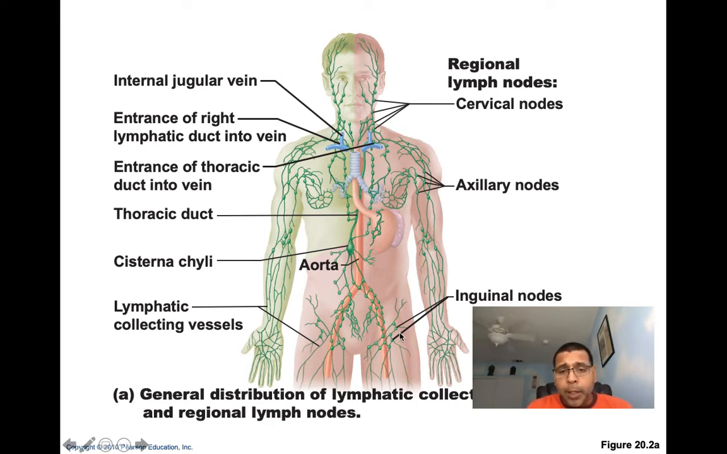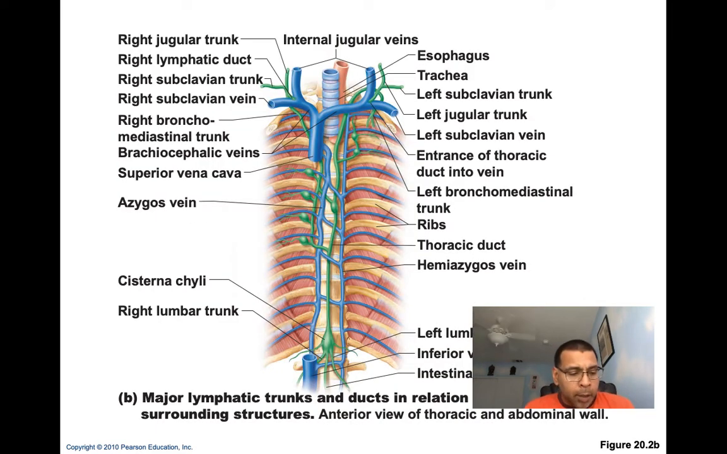Along with that, regional lymph nodes. You can see these lymph nodes are named for the region where they're found. Cervical in the cervical region. Here you can see inguinal in the inguinal region. Axillary in the axillary region. Mammary in the mammary region. Okay, and so forth.